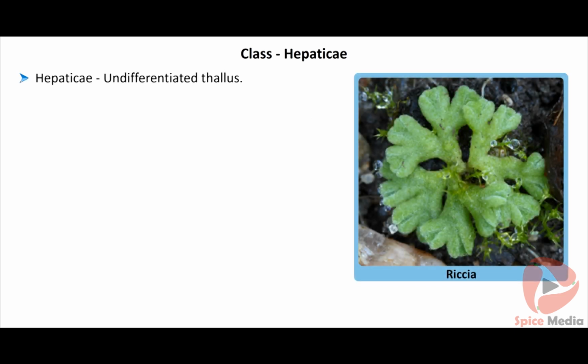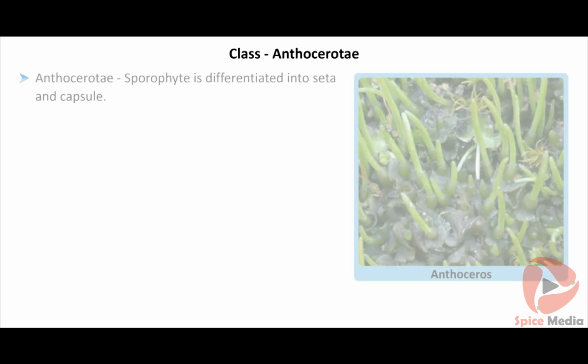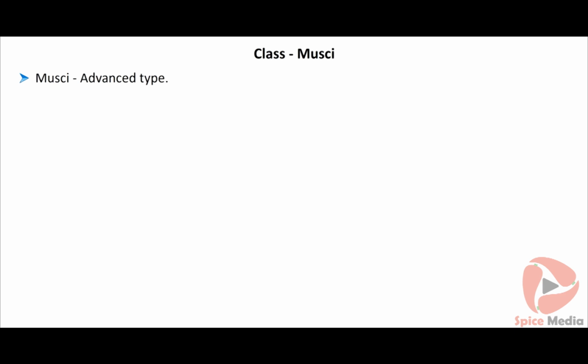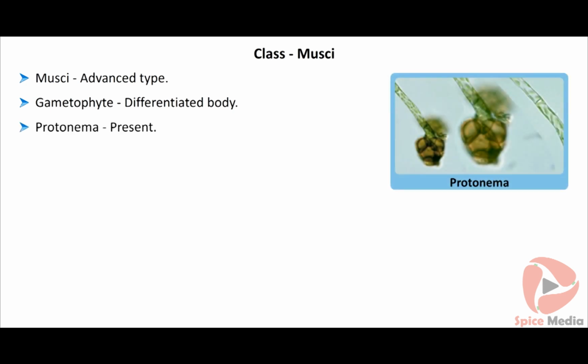Bryophytes are grouped into three classes, namely Hepaticae, Anthocerotae and Musci. The class Hepaticae members have undifferentiated thallus. Protonemal stage is absent. Example, Riccia. The class Anthocerotae's sporophytic plant body is differentiated into seta and capsule. Protonemal stage is absent. Example, Anthoceros.